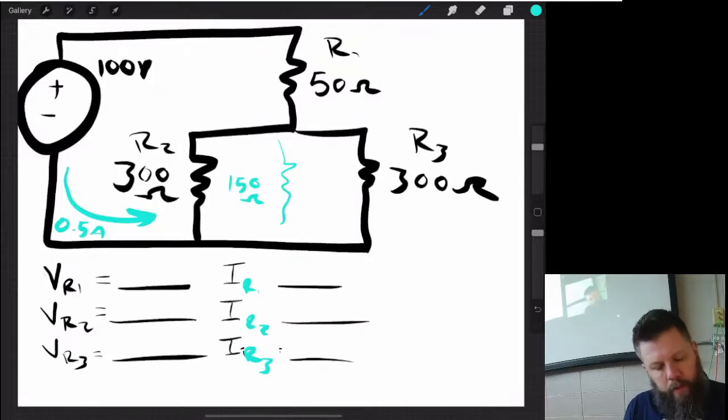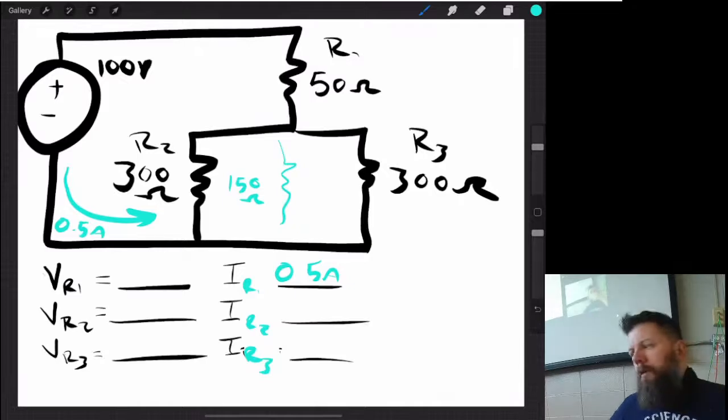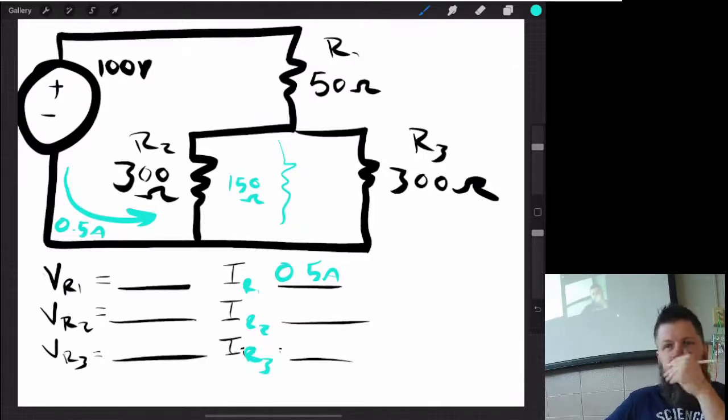All right, so we know that R1 is going to have 0.5 amps. Now we know that R2 and R3 are going to equal half an amp if you put the two amperages together. But how much of it's going through the 300 ohms and how much of it's going through the other 300 ohms? They're going to share the same amount of current, aren't they? Because they're the same size. If one was double the other size, then the one with smaller resistance is going to have more current going through it. And we'll do one in a minute like that. Okay? All right.